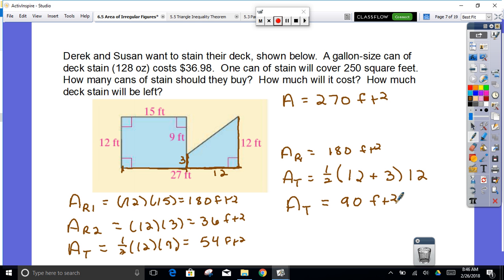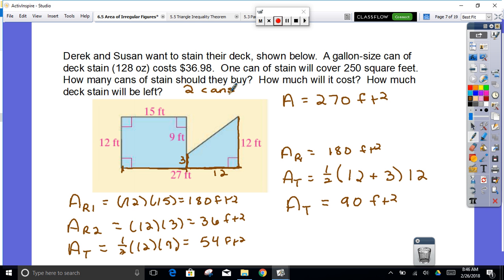Are we all okay with this now? Okay. Now, how many cans of stain should they buy? Devin? 2. They should buy 2 cans of stain. How much will it cost? So 2 cans. How much will it cost to buy 2 cans of stain? Ailey?